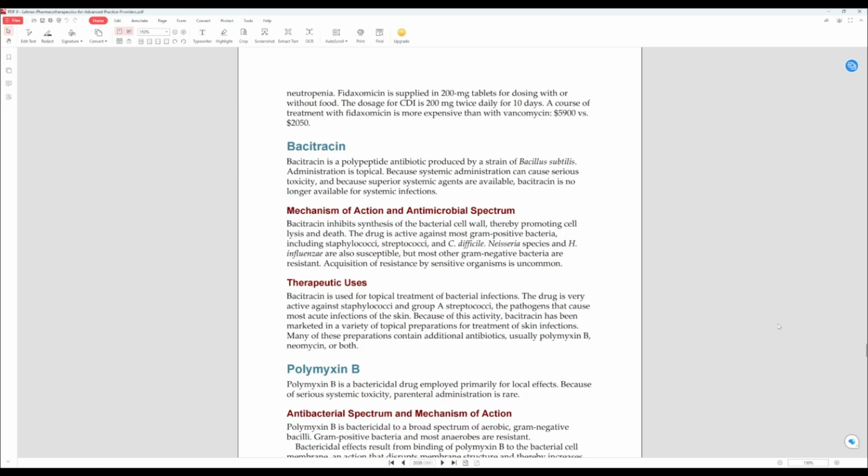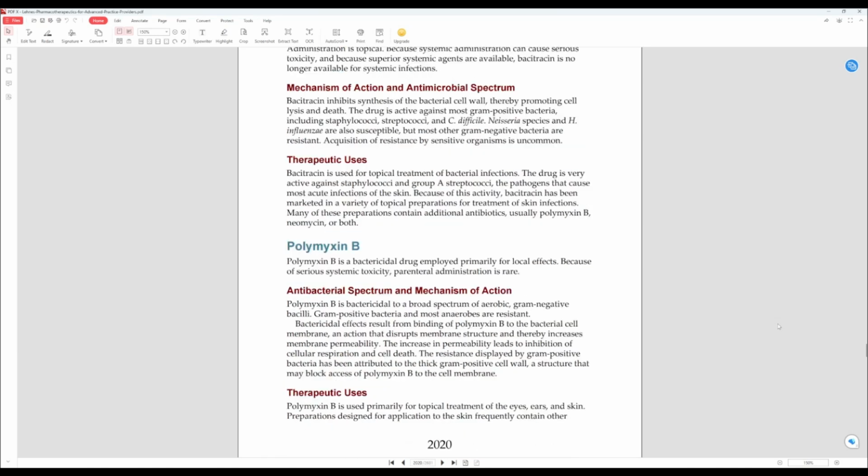Bacitracin inhibits synthesis of the bacterial cell wall, thereby promoting cell lysis and death. The drug is active against most gram-positive bacteria, which includes our Staphylococci, Streptococci, and C. diff. Neisseria species and H. influenzae are also susceptible, but most other gram-negative bacteria are resistant. Acquisition of resistance by sensitive organisms is uncommon.